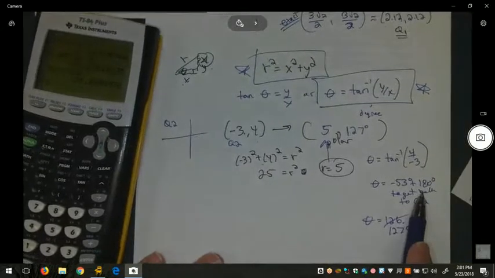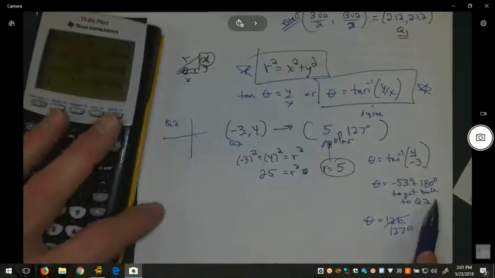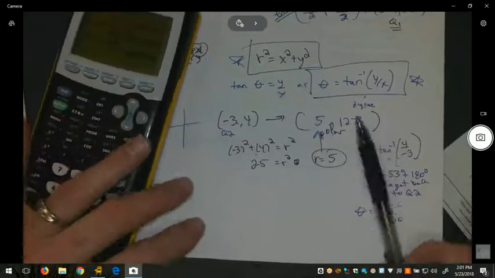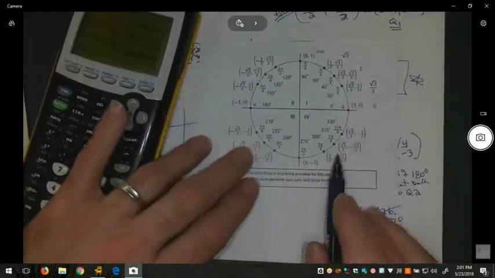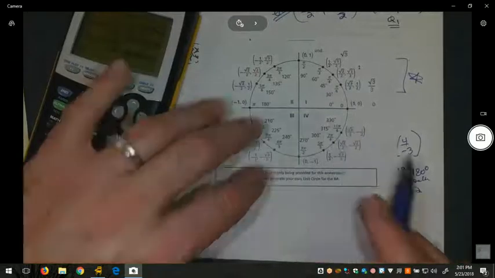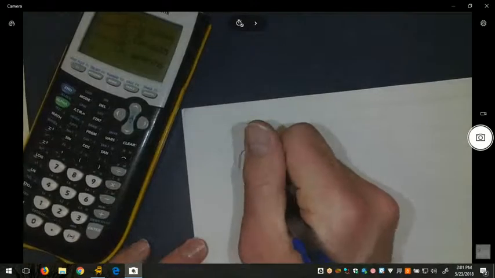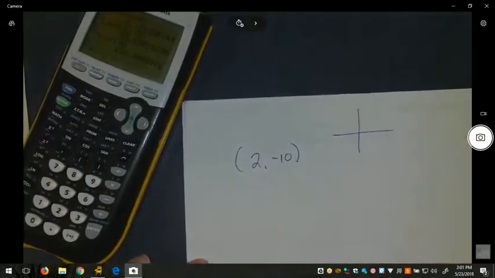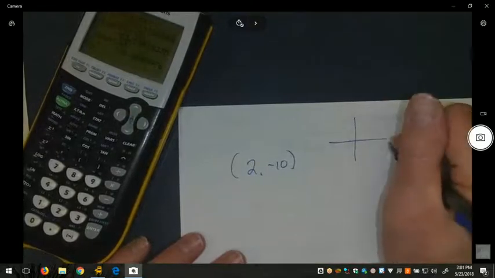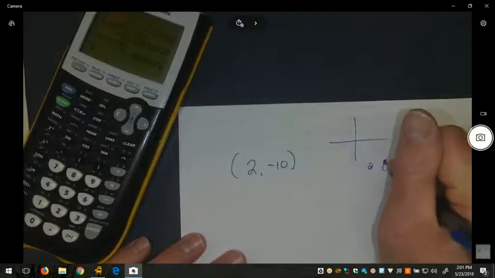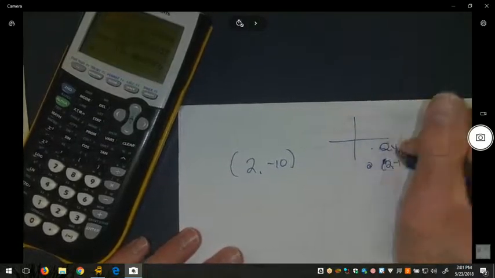Am I always going to add 180? No. If the polar coordinate is in quadrant 4 where it's supposed to be, I'll probably just add 360 or 2 pi to it to get the positive value between 0 and 2 pi. Let's look at an example. Let's say we were given the point 2, negative 10. We know that in the rectangular coordinate system, this point would be somewhere down here, 2, negative 10. So we are in quadrant 4.